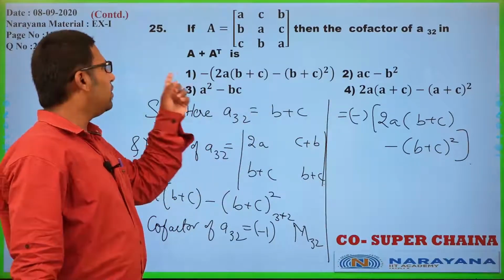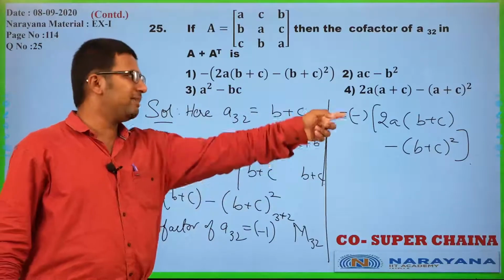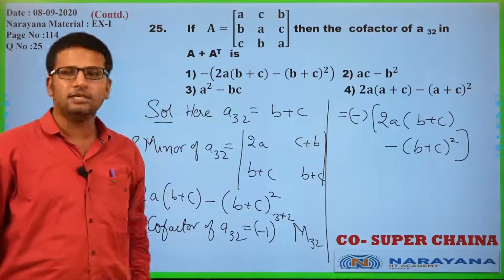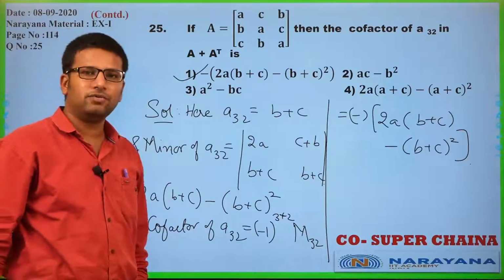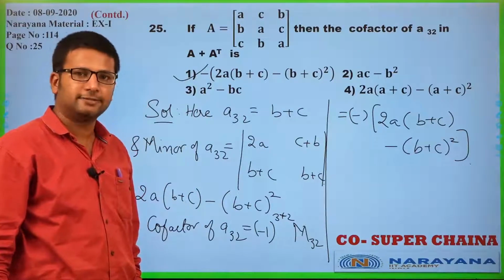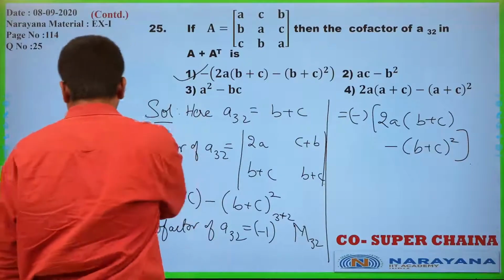Right? So that is the cofactor. And if you see, option 1 matches it exactly. There is a minus outside and everything else is exactly the same. Right? So option 1 is the cofactor of A32 in the given matrix. Got it? Okay. Let us proceed then.